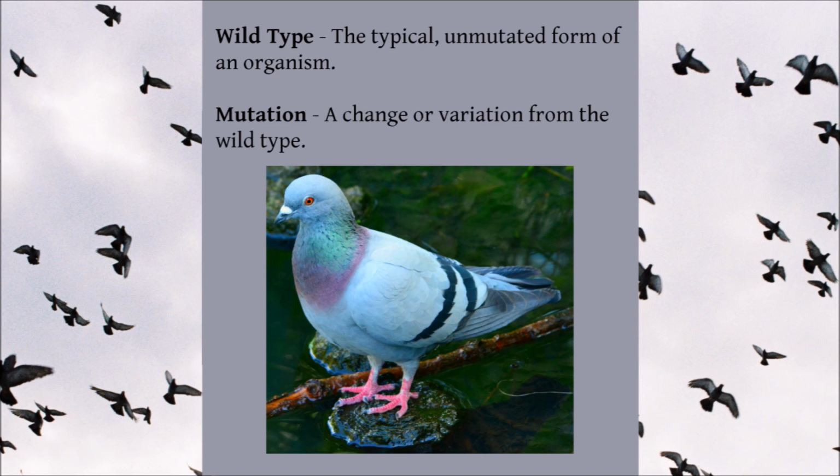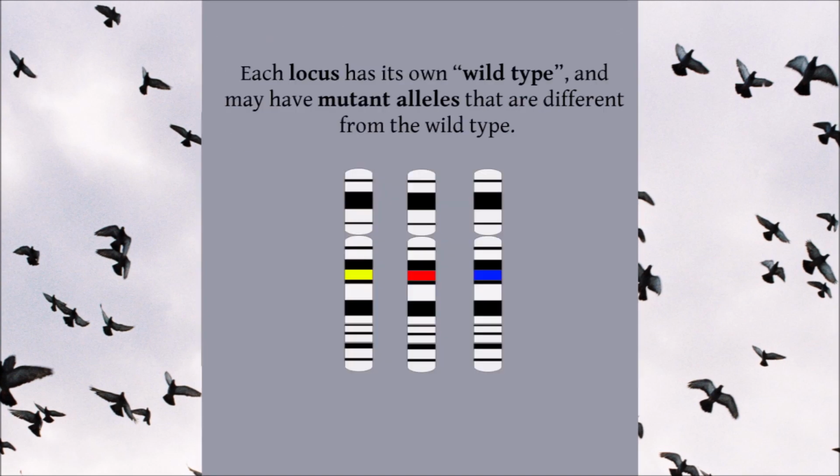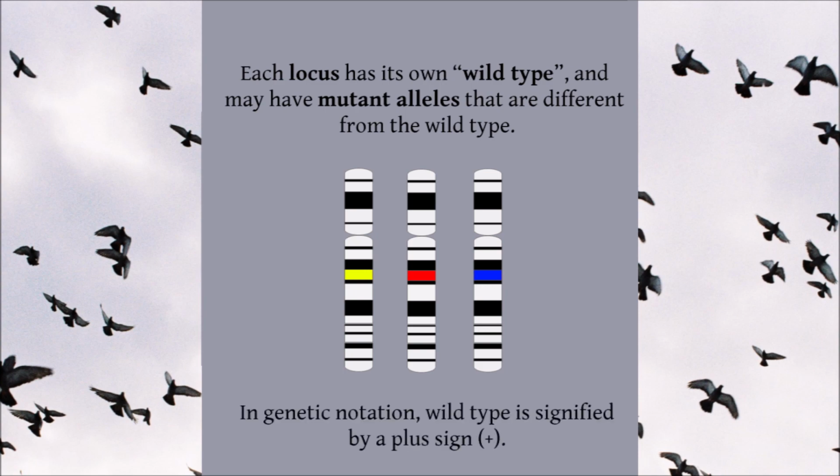To be clear, it isn't always the entire bird that is a wild type. Each locus, remember, a locus is an individual instruction on a chromosome, has its own wild type, and may have mutant alleles that are different from the wild type. In genetic notation, the wild type is signified by a plus sign, but this will be more fully explained in a future episode.